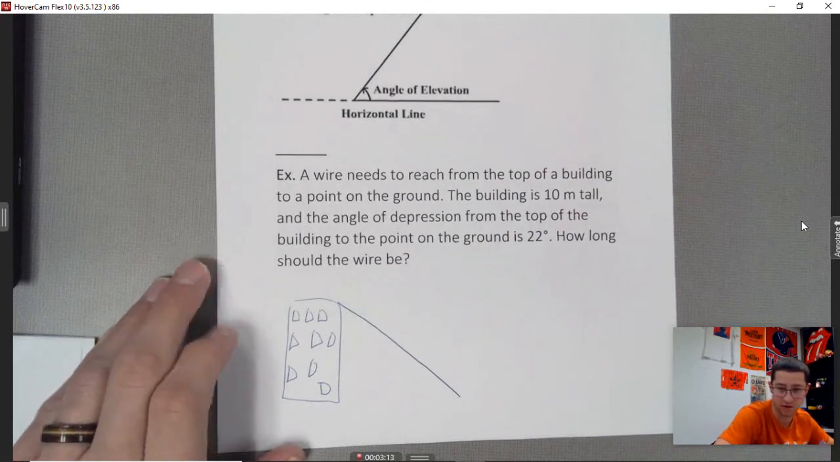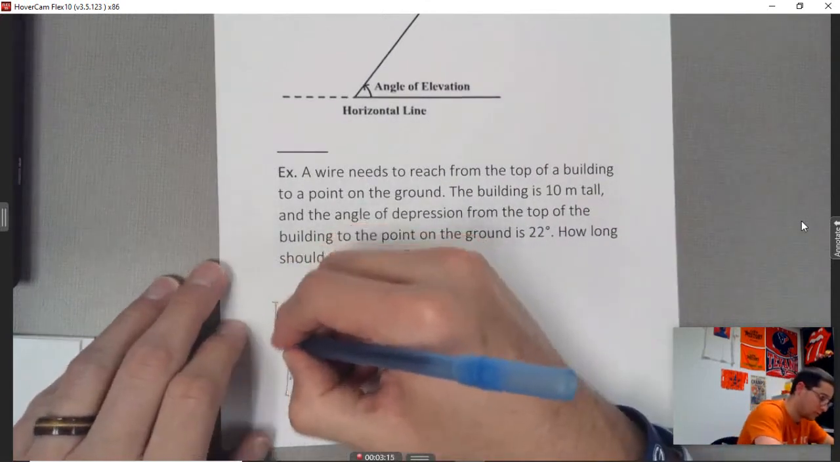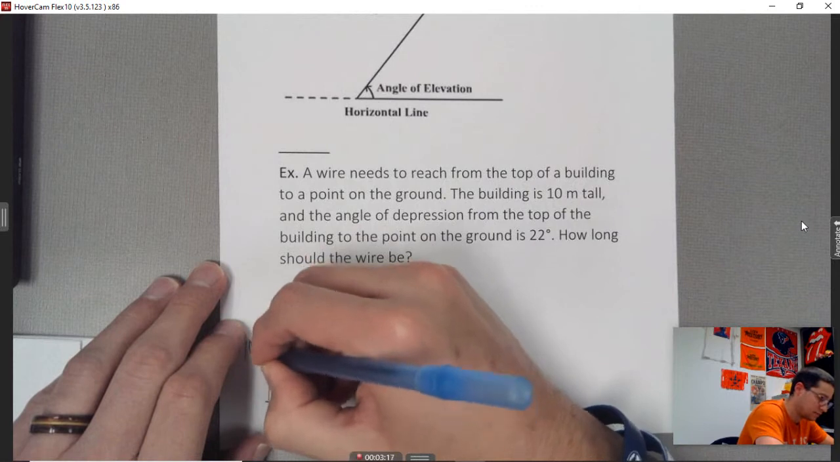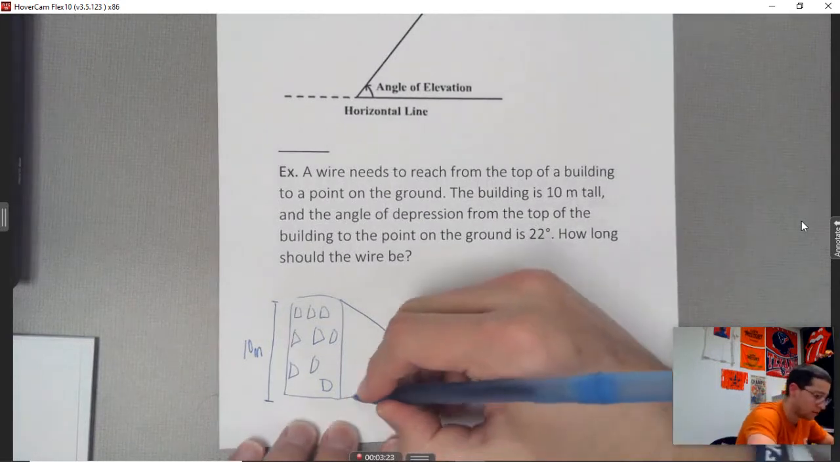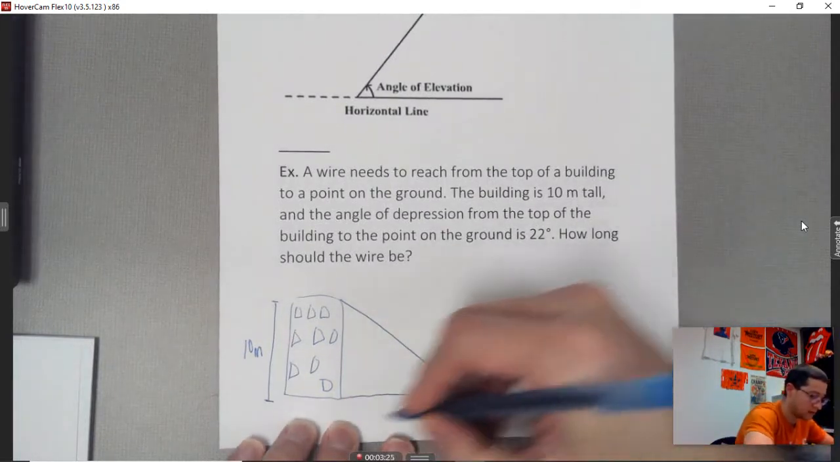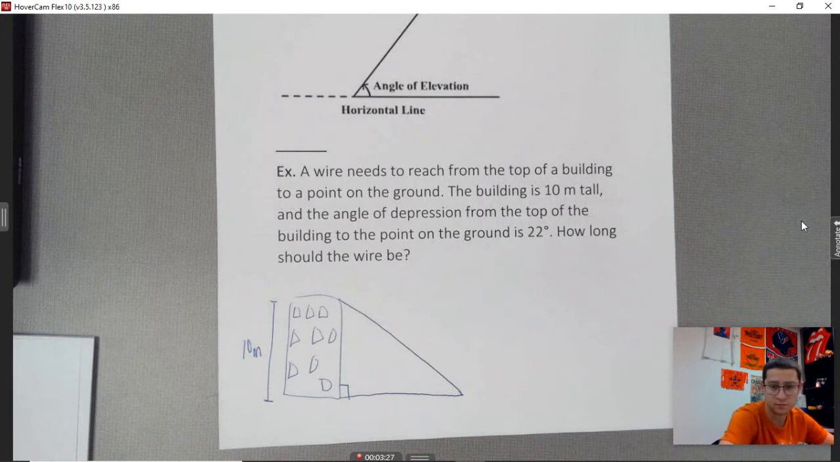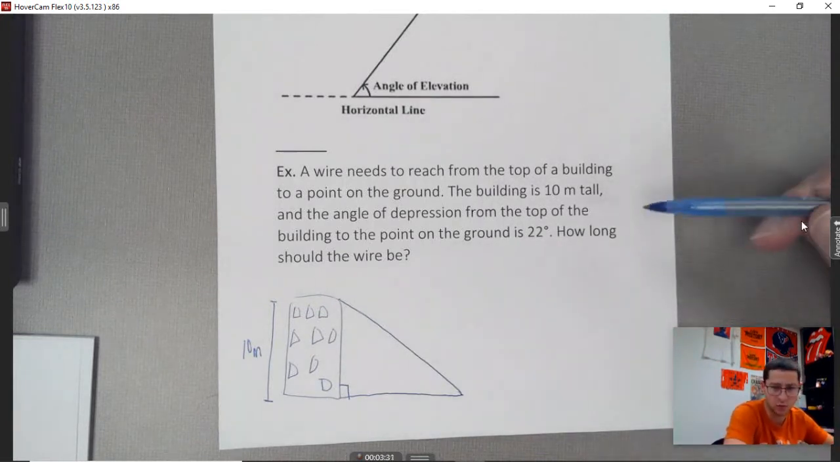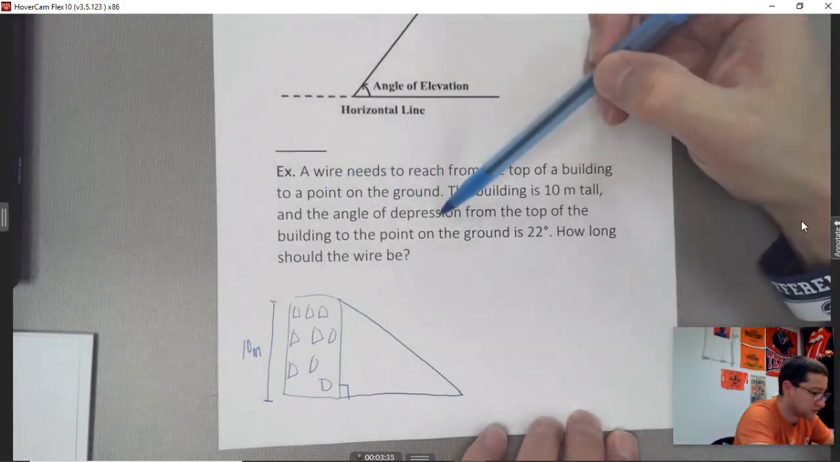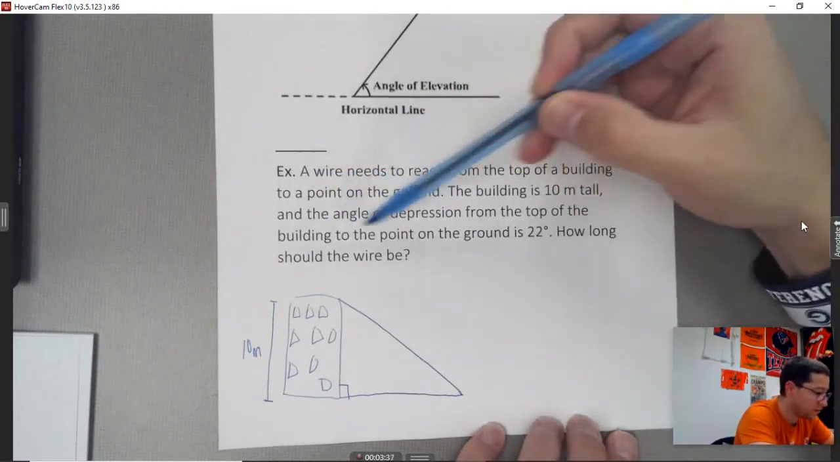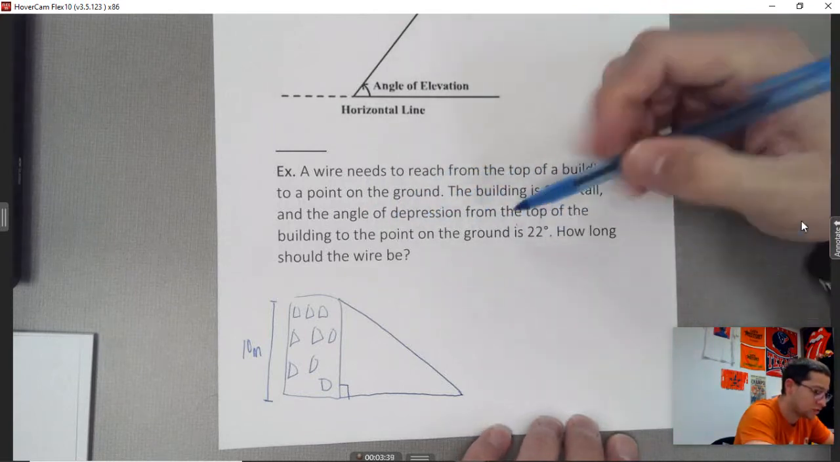Okay, from the top to the bottom. First of all, the building, how tall? 10 meters. Okay, I've got the building is 10 meters tall. Let's label my right triangle, okay, because we do have a right triangle formed now. Okay, so here's the hard part. Okay, this is where people will get confused. Okay, the angle of depression from the top of the building to the point on the ground is 22 degrees.